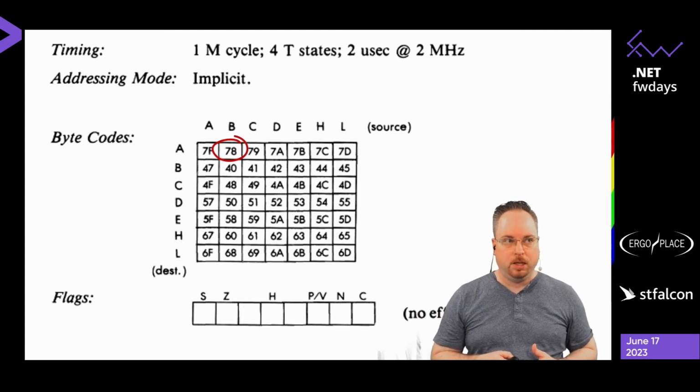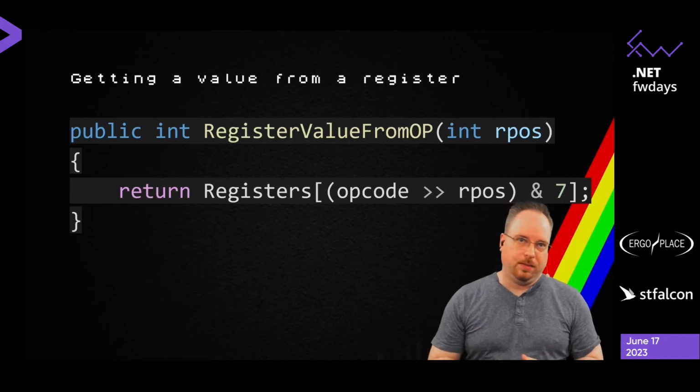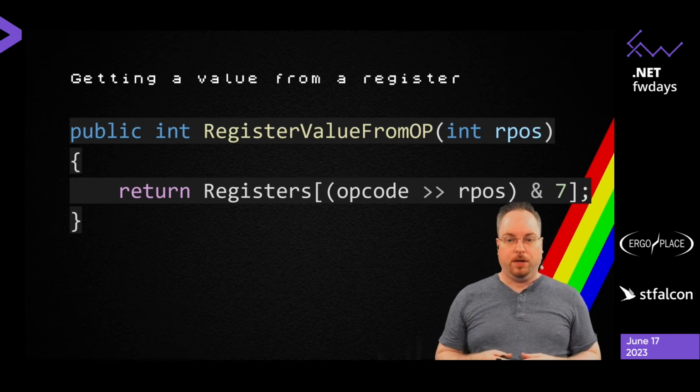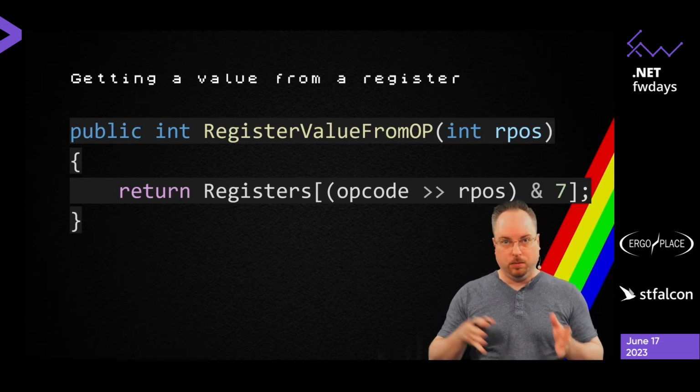Okay. Getting the value looks like this. We take the first 3 bits of the opcode. That is one of the registers.